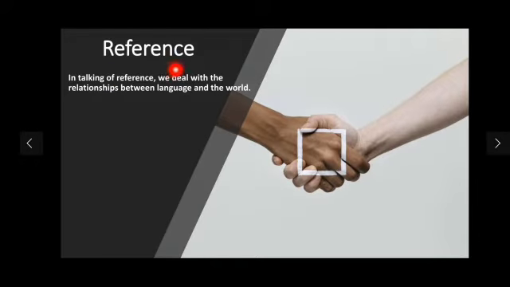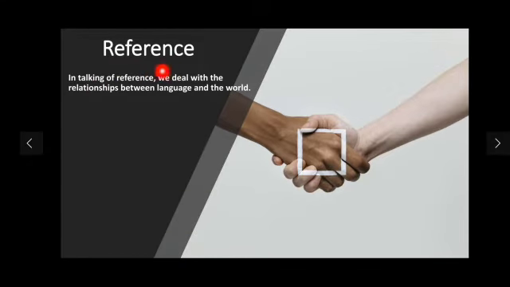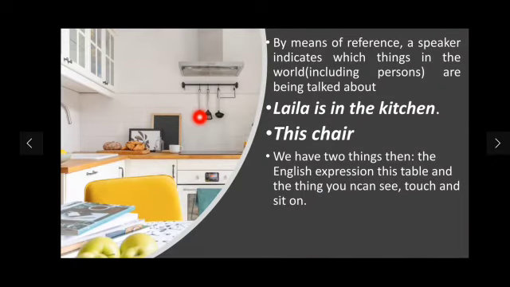Meaning of words through reference. In talking of reference, we deal with the relationships between language and the world. So we use linguistic expressions to know things in the world. We will discuss and explain this notion also in detail on coming slides. So here we have explanations of the two notions. By means of reference, a speaker indicates which thing in the world, including persons, is being talked about. So sometimes we use linguistic expressions in order to identify things and people in the real world.